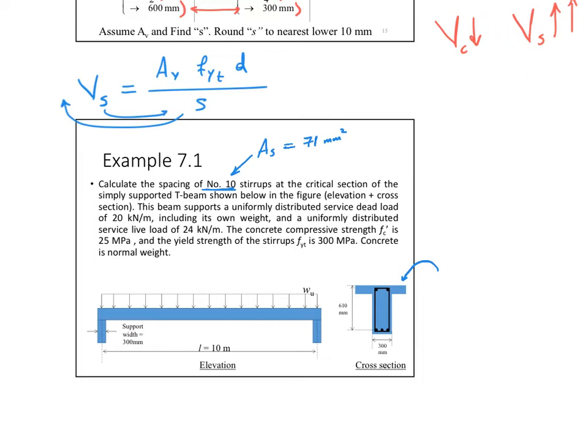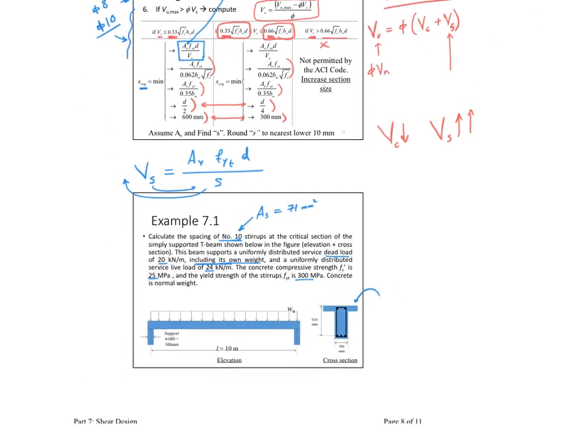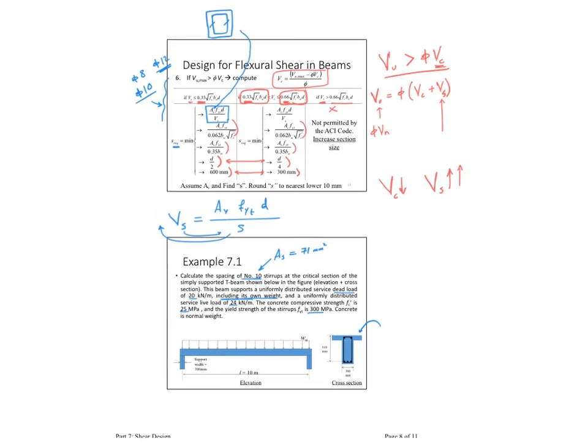Now, this beam supports a uniformly distributed surface dead load equal to 20, including its own weight. When I say including its own weight, that means they've already calculated the own weight and it is part of the 20. You don't need to calculate the own weight. And a uniformly distributed surface live load of 24. So I have a dead load of 20 and a live load of 24, so definitely I have to combine these two. The concrete compressive strength is 25 and the yield strength is 300 megapascal. Concrete is normal weight concrete.